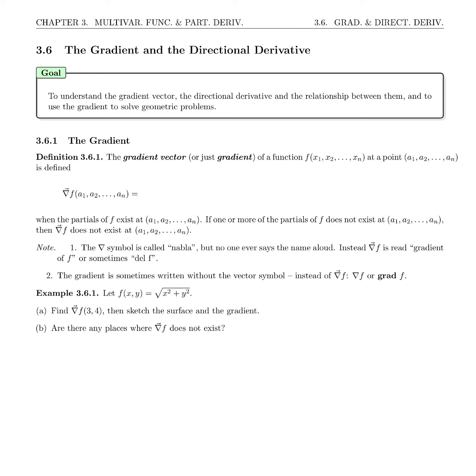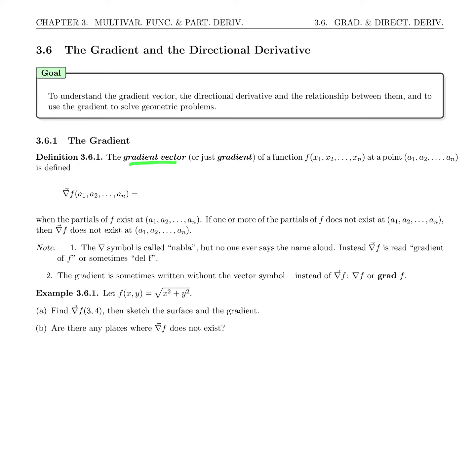This is the first video in section 3.6 on the gradient and the directional derivative. The goal of this section is to understand the gradient vector, the directional derivative, and the relationship between them, and to use the gradient to solve some geometric problems. So we'll start with section 3.6.1 on the gradient with definition 3.6.1.